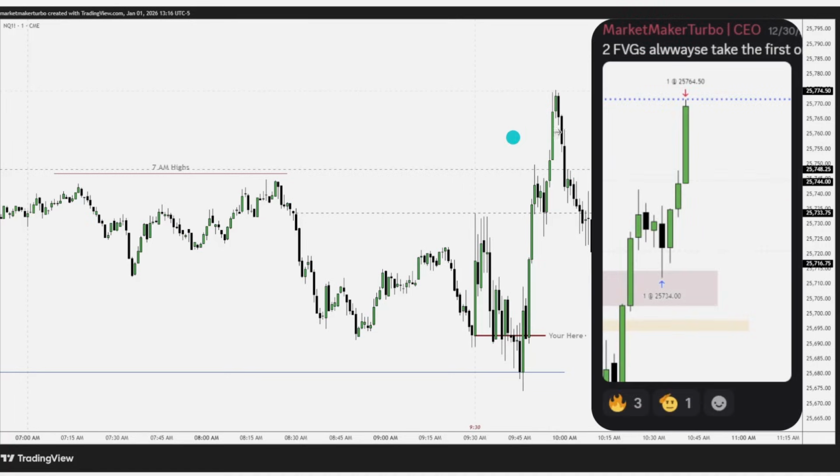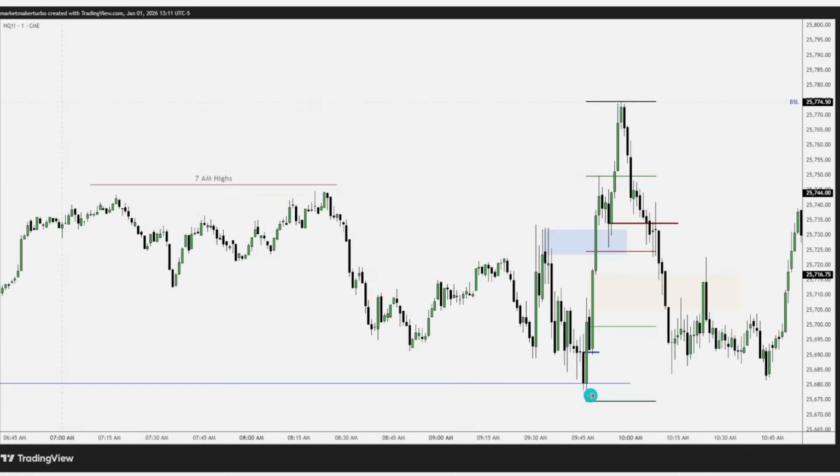Also, I got you guys covered. With these two fair value gaps here, essentially this is what I was looking at for my long. I said two fair value gaps, always take the first one. A little keyboard mash there, I don't know what happened. But the first fair value gap, we bought and then we sold at this buy side up here, anchoring a fib from the low to where you think price is going to go.